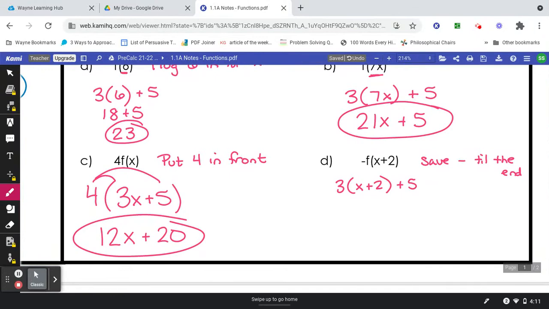Notice that I'm not doing anything with a negative out in front. We'll distribute. Combine like terms. And then at the very end, we'll take this negative and bring it down in front as a -1. And then you can distribute.